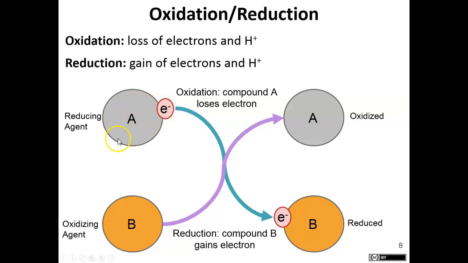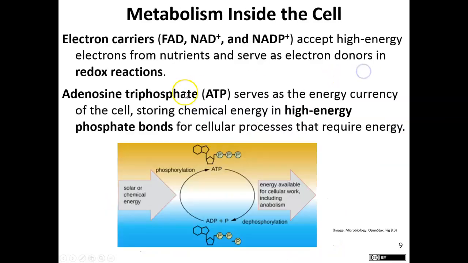So here we have an agent called a reducing agent that is going to give electrons and hydrogen to some other molecule or some other atom in this case. So here we have a reducing agent. It gives an electron and a hydrogen to this one. This is called an oxidizing agent because it's going to take those electrons and hydrogens. So the reducing agent becomes oxidized. The oxidizing agent becomes reduced. And those are coupled reactions. Anytime we oxidize one thing, we have to reduce something else.